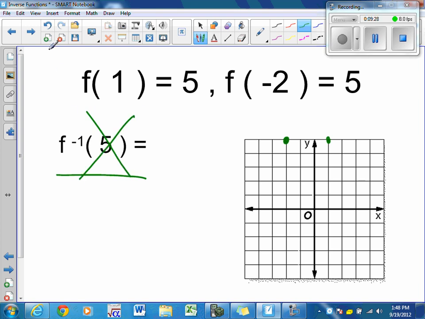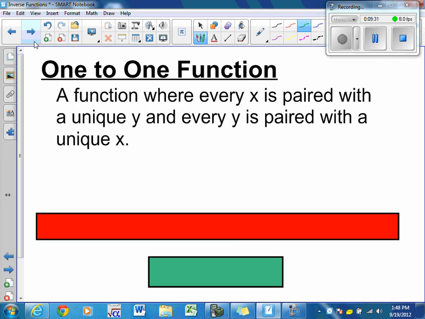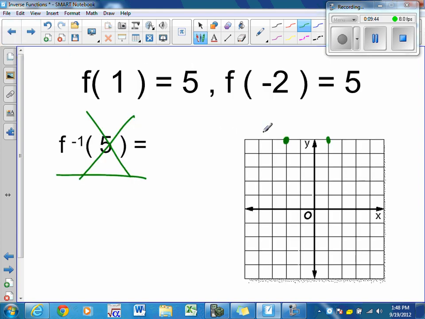And the reason is we want to introduce this idea of 1-to-1. A function is 1-to-1 where every x is paired with exactly one y, a unique y, and every y is paired with a unique x. So if you go back here, 5, that's the y coordinate, is paired with both -2 and with 1. Y is paired with two x's. Y can only be paired with 1 x. So this is not 1-to-1.